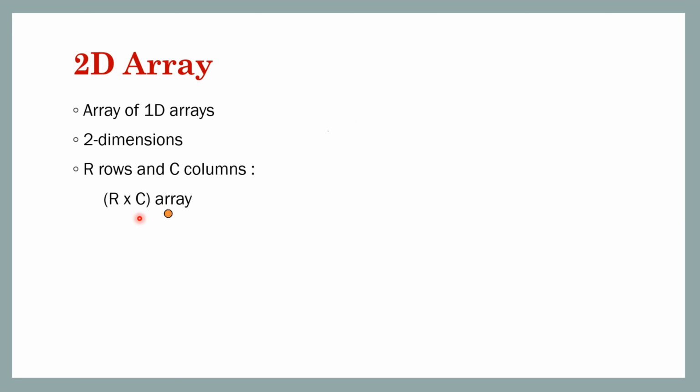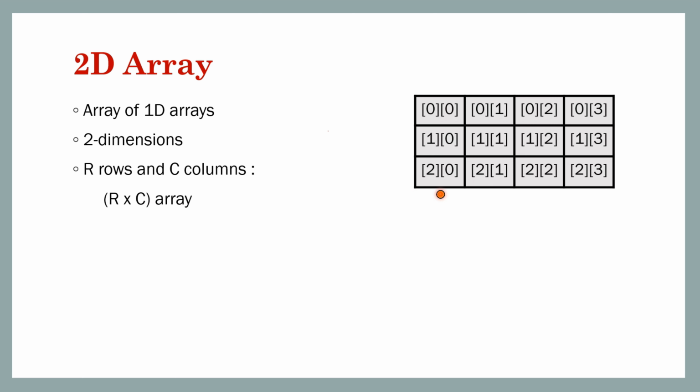So how many elements are there? R cross C elements. If you multiply R and C, you get the total number of cells in a 2D grid. And each cell will have one element. So this will have R cross C elements in it. And all the elements should be of the same type. So all the other definitions of array hold here also. It's only about dimension. So let's see this.